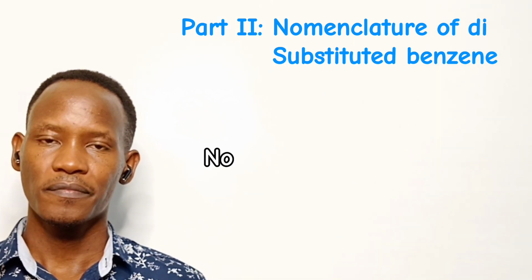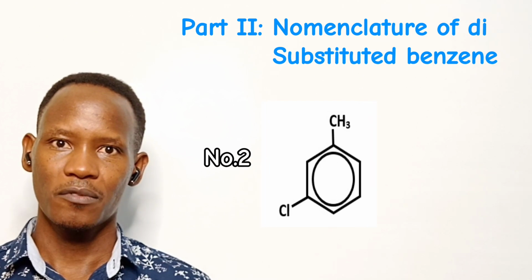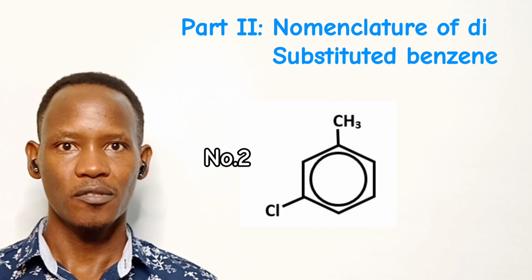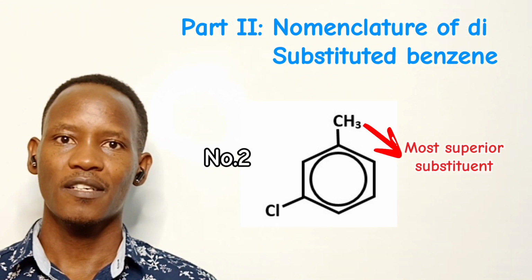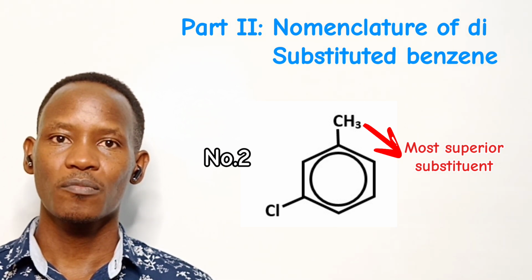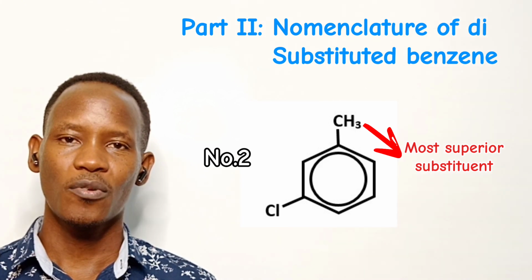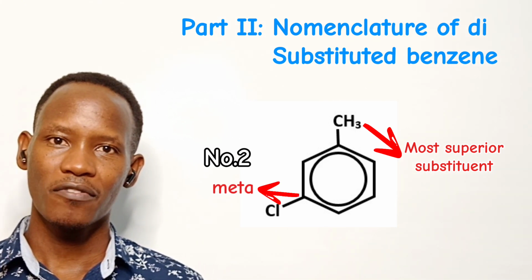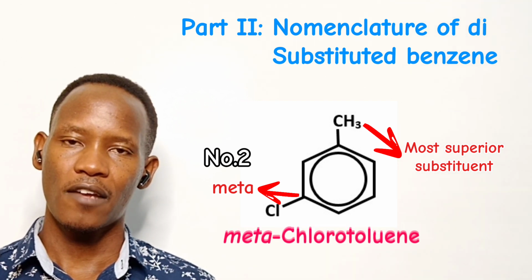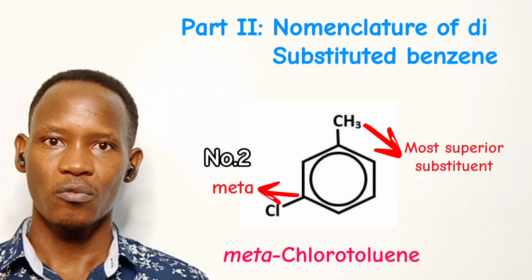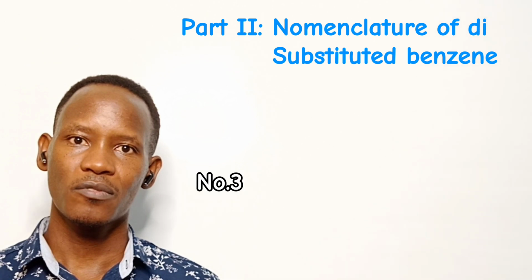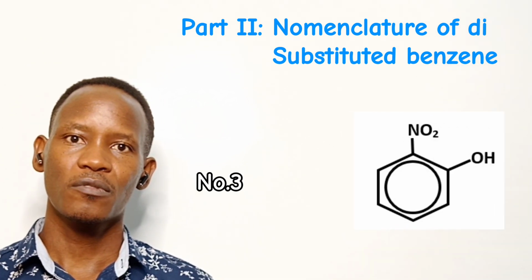The second example here has two substituents, that's the methyl group and the chloride group. Notice that the methyl group is the superior group, and therefore the parent name is toluene, but the chloride group has been attached to position 3 and is on the meta position, and we can therefore write the name of this benzene compound as meta-chlorotoluene.